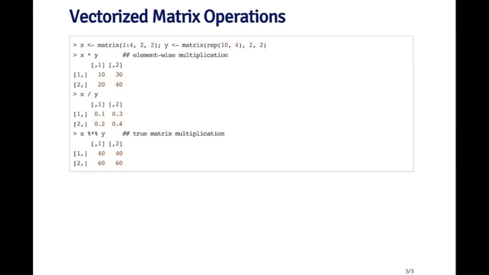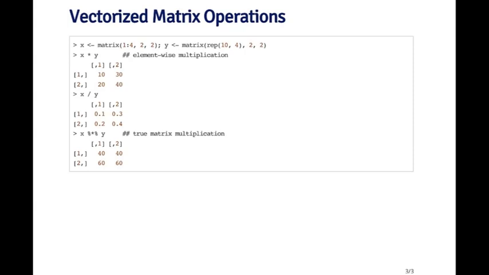Similarly, you can add and subtract and multiply and divide matrices together. It's useful to know this because there are different types of matrix multiplication. So I've created two matrices here, x and y. x is the matrix 1 through 4. It's a 2 by 2 matrix. And y is a matrix that's all tens. It's also a 2 by 2 matrix.